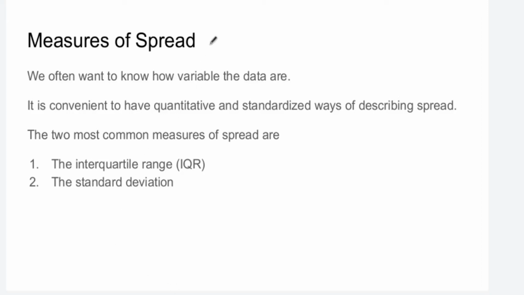We've talked about measures of central tendency, the mean and median, but we also want to know about the spread of data. How much does the average data point differ from the average of the data points? So it's convenient to have quantitative standard ways of describing spread, and the two most common are the interquartile range and the standard deviation. Those are the two topics for this video.